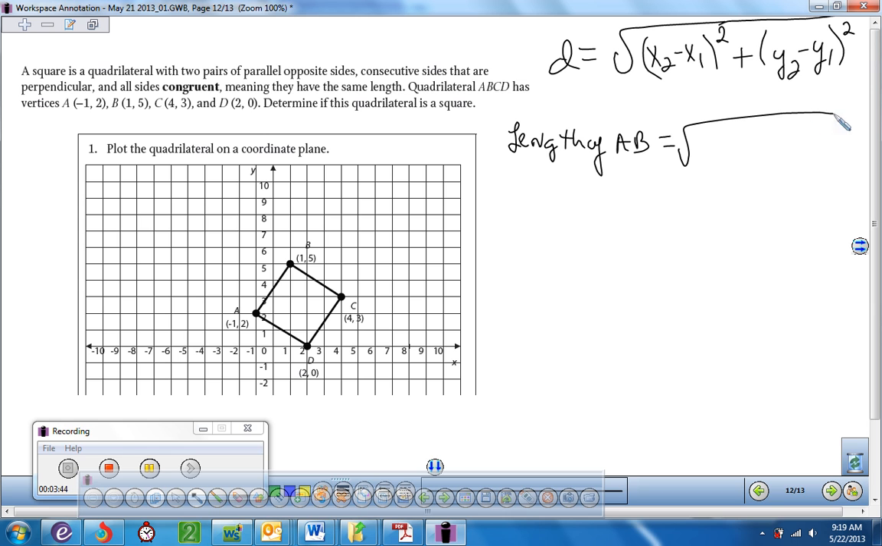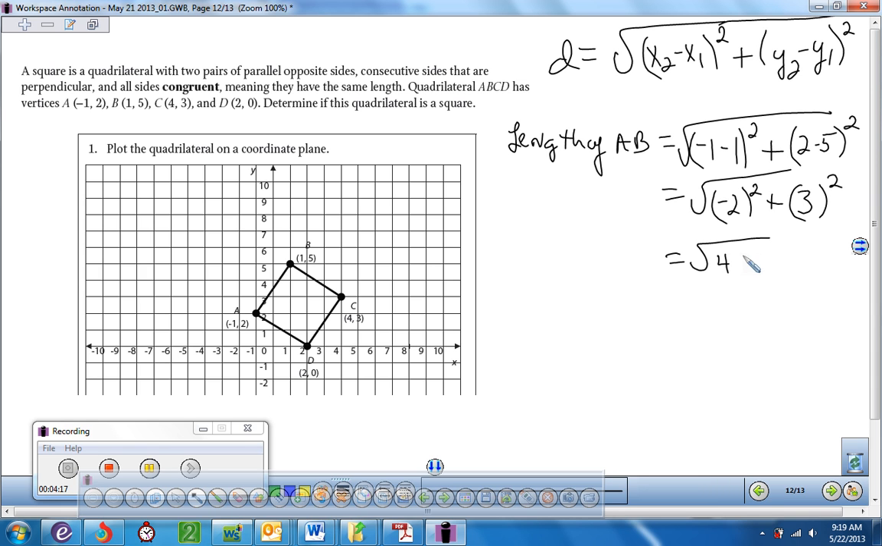Alright, so for this one, A to B, I'm going to go ahead and say negative 1 minus 1 squared plus y2, so I'm going to go 2 minus 5, square that. So negative 1 minus 1 is going to be negative 2, we're going to square that, plus this is going to give us negative 3, so we square that, so we end up with 4 plus 9, or the square root of 13. So the length of AB is the square root of 13.